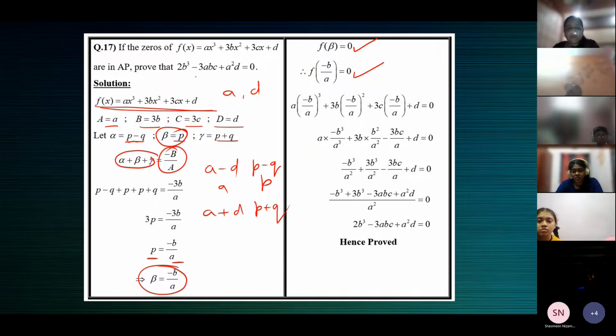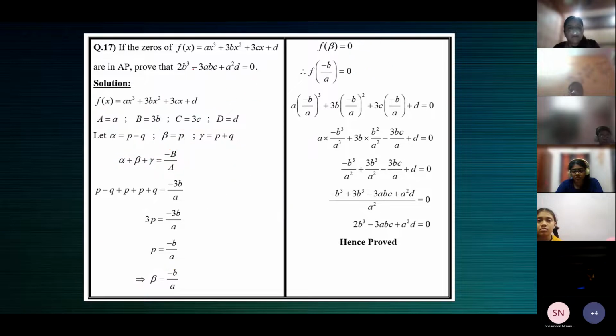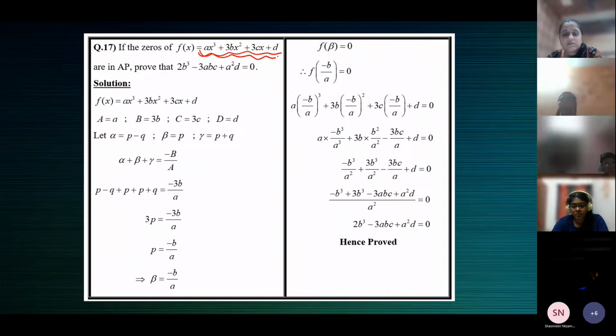So in this polynomial, wherever there is x, use minus b by a. See here, when you work this, you will get this condition. That's what you have to prove. Instead of asking you to find the condition, they have given you the condition and are asking you to prove that.